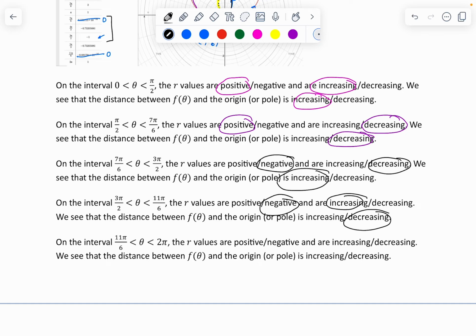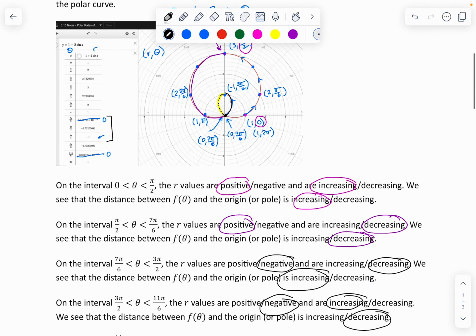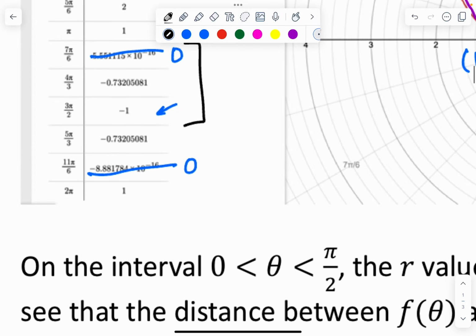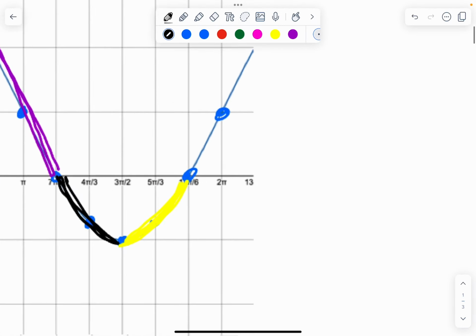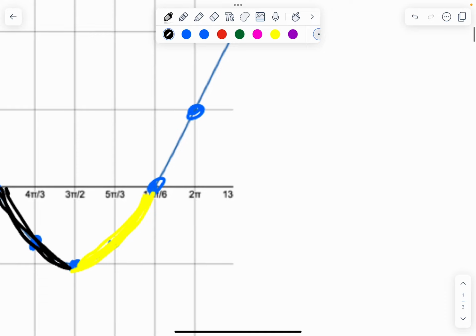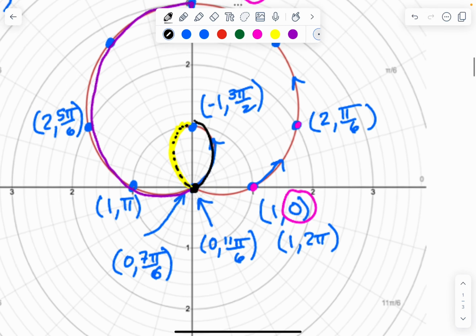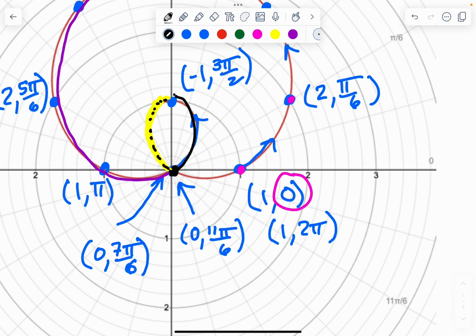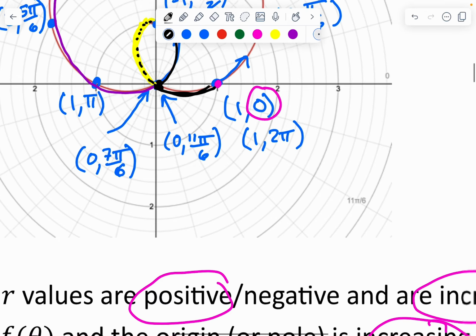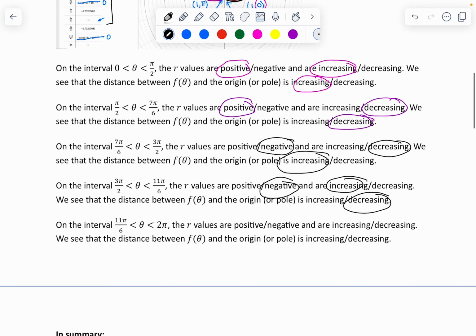So what were our R values from 11 pi over 6 to 2 pi? I think they're positive. Let's see over here. 11 pi over 6 to 2 pi, those are positive R values. And 11 pi over 6 to 2 pi is from here to here. And sure enough, that is in the correct quadrant that we want to be in. And where were we? They are positive values and they are increasing. And that means that the distance between the curve and the origin is increasing.